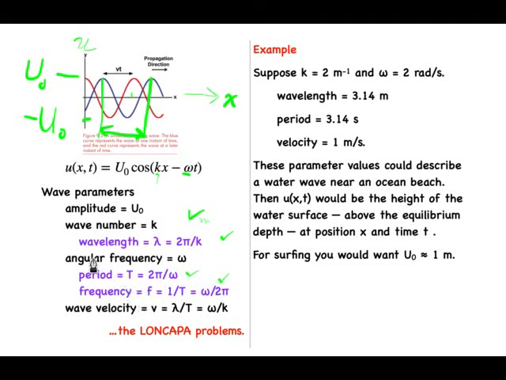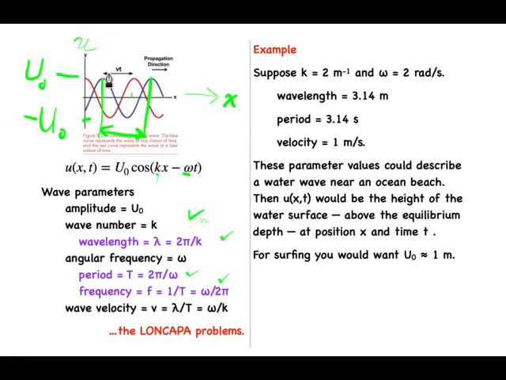All right, so you often have to be careful not to confuse angular frequency and frequency. Frequency means 1 over the period. Angular frequency is the frequency times 2 pi to convert it into radians, since one cycle is 2 pi radians.